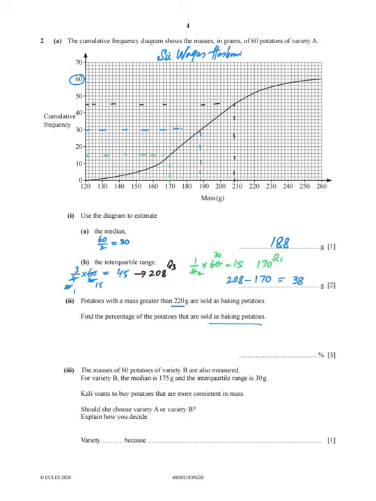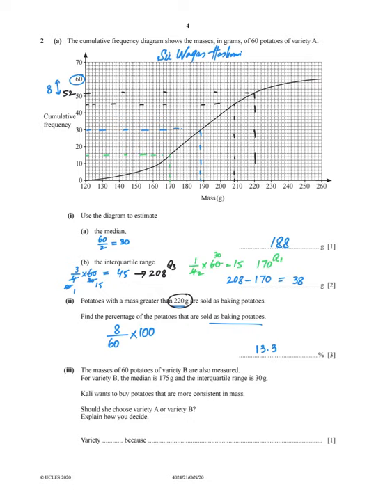Alright, so first we need to draw the line of 220 grams. So 220 grams is this line. And the number of potatoes that are below 220 is basically 52. The number of potatoes that exceed 220 grams is this part, and that is 60 minus 52, which is 8. So now it will be 8 divided by 60 multiplied by 100, which equals 13.3 percent.